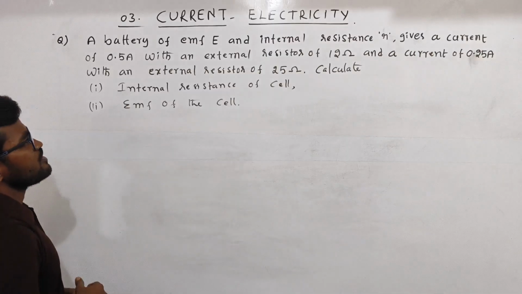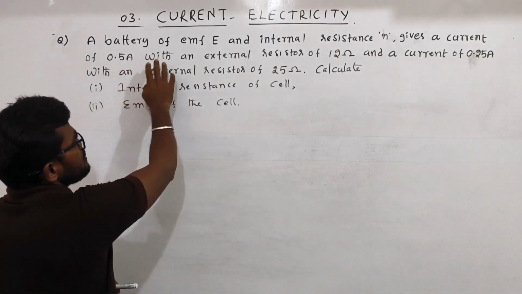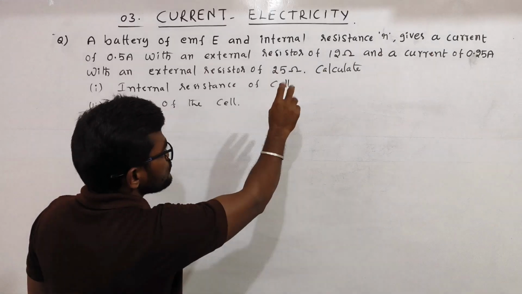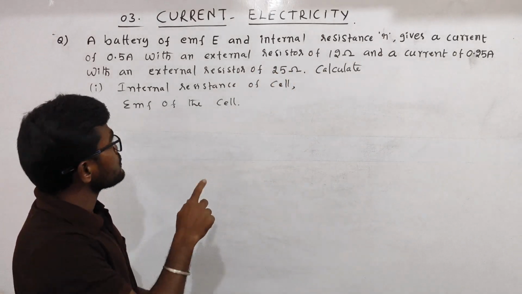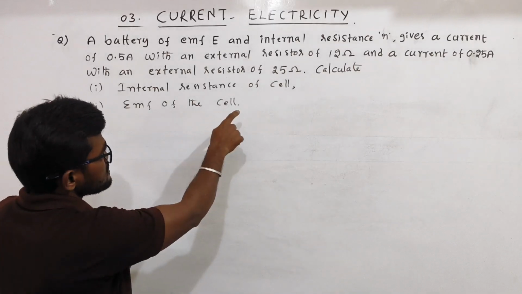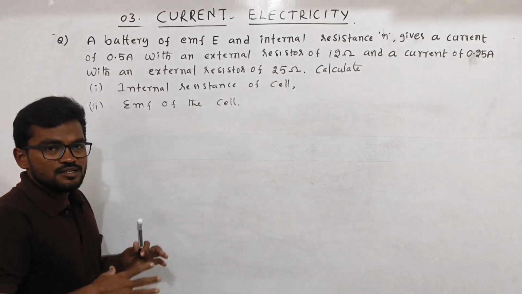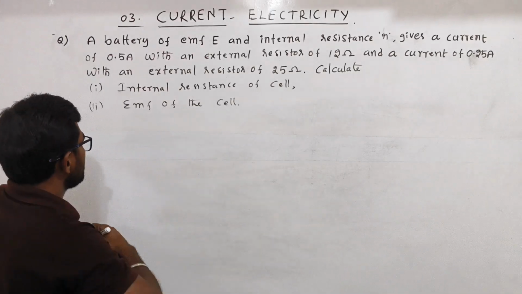A battery of EMF E and internal resistance R gives a current of 0.5 ampere with an external resistor of 12 ohm. When the external resistor is 12 ohm, the current in the circuit is 0.5. So what we need to calculate? The internal resistance of the cell and the EMF of the cell. This numerical is also very similar to the previous one. Let us write.